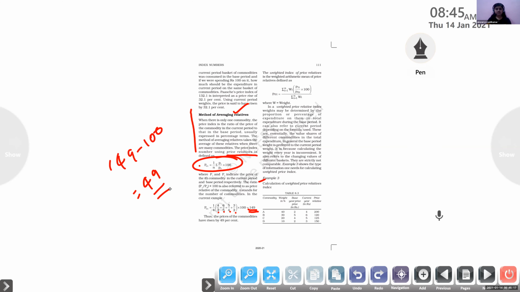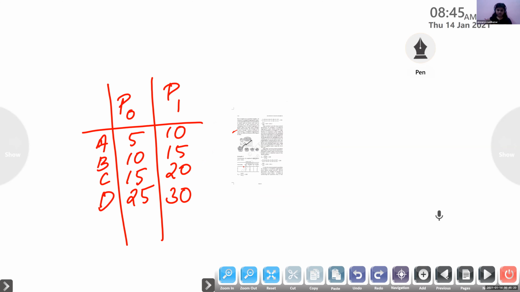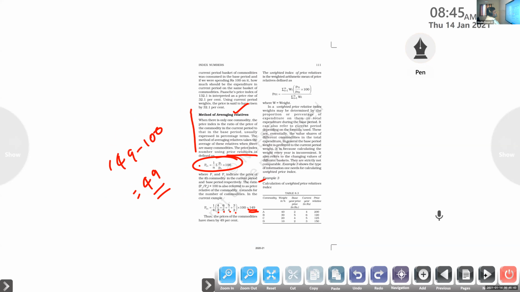So can you show the question once again? Yeah. Here it is. P0 is 5, 10, 15, 25. P1 is equal to 10, 15, 20, 30. This method we are using only to understand the price variation of the commodity, right? Price variation of the commodities or hike in the price of those commodities in that basket. So here I want to note one thing, it is only price, not weight of the commodity, right? No quantities mentioned here, only price. So you are able to understand the price variation.